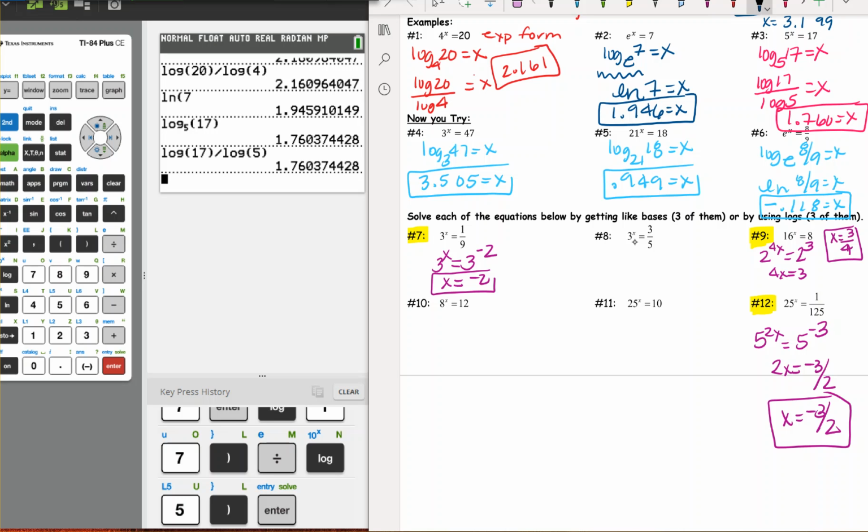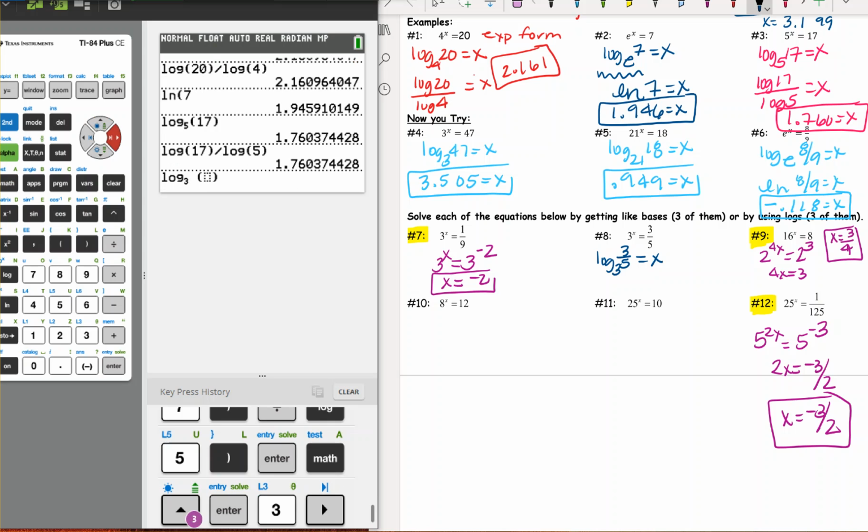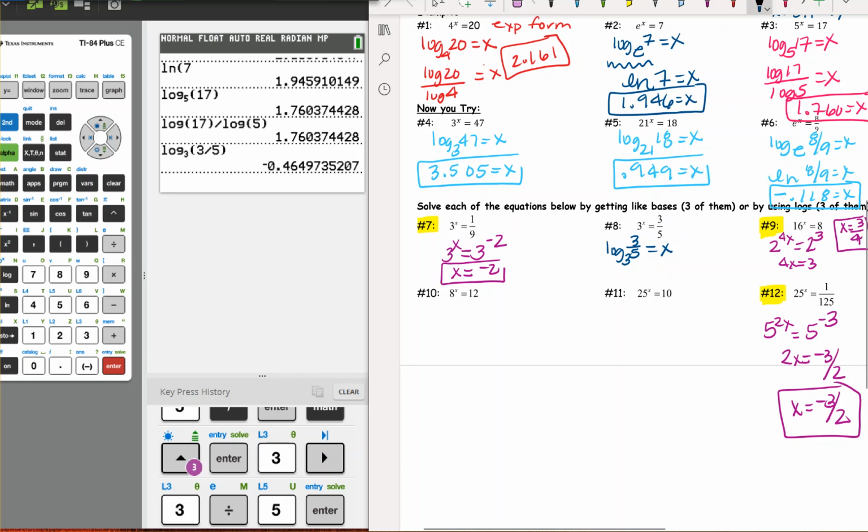So number 8 here, 3 and then 3/5, I can't get like bases. So that, in order to solve for the exponent, means I need to convert to log form. So it'd be log base 3 of 3/5 would equal the exponent. And then I'm just going to go to my calculator and choose my log base 3. 3/5, you use the division sign to enter. And so you get negative 0.465 equals x.